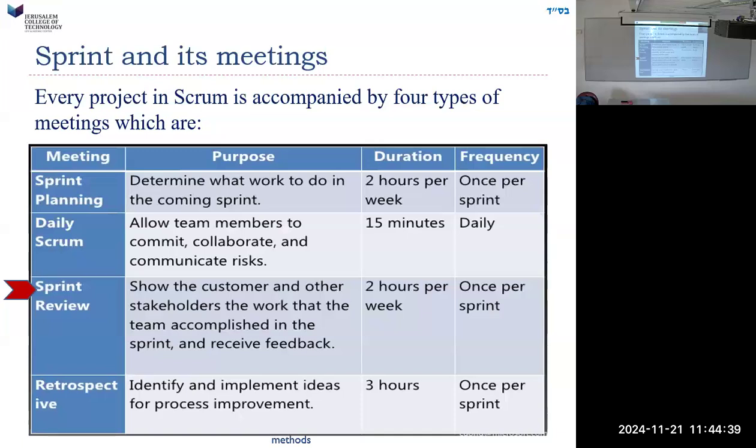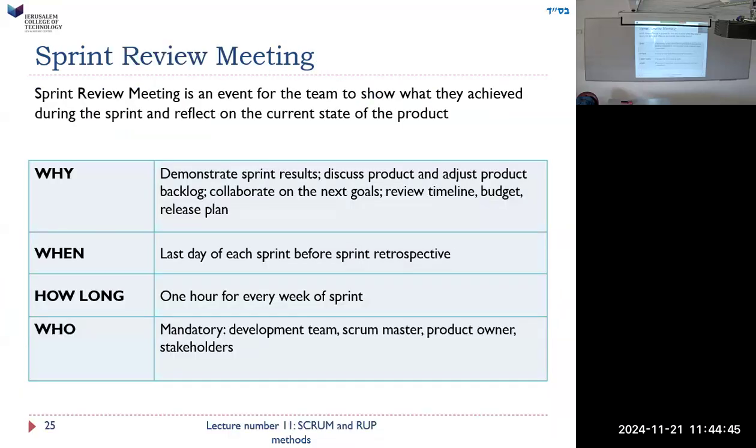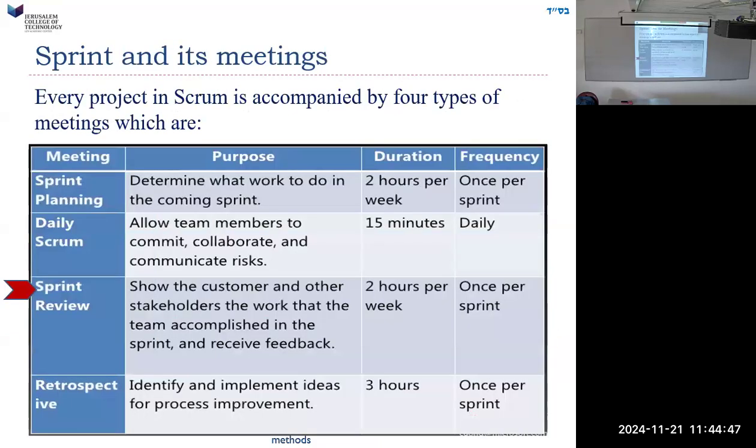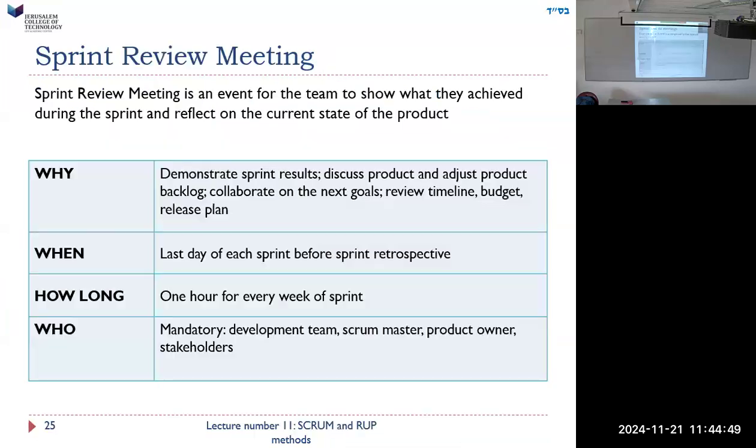Sprint review. Show the customer and other stakeholders the work that the team has accomplished. Okay, and how often is this? It's once per sprint. This is the review, so the other one is every day. Now we're at the review point. The review meeting is an event for the team to show what they achieved during the sprint and reflect on the current state of the product. Why, when, how long, who.